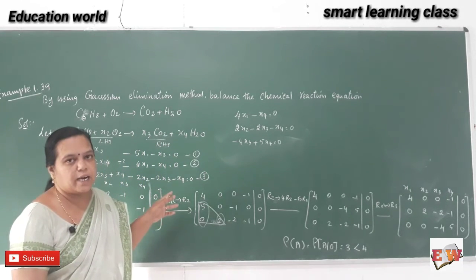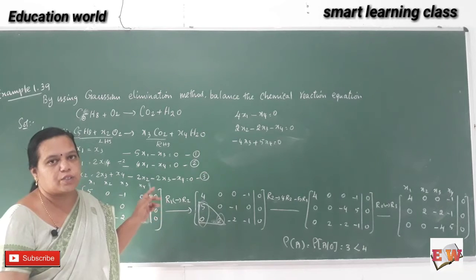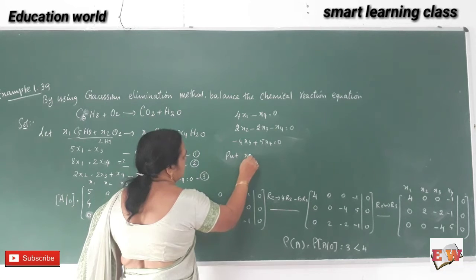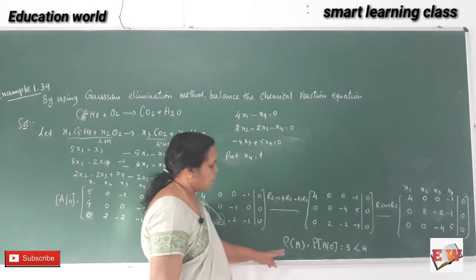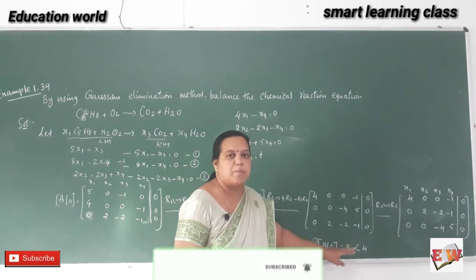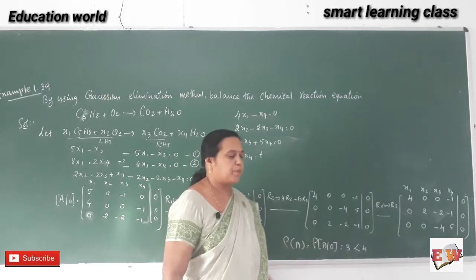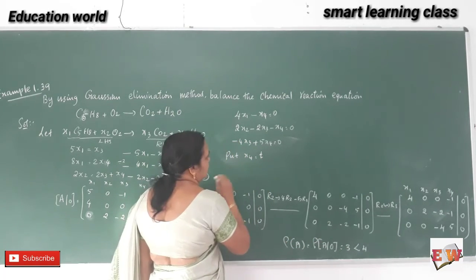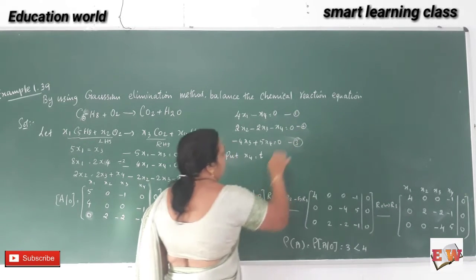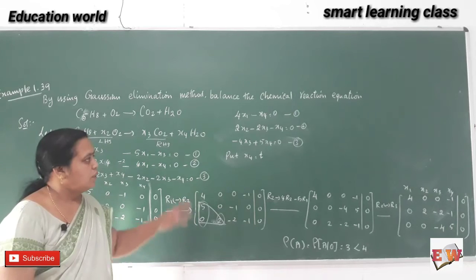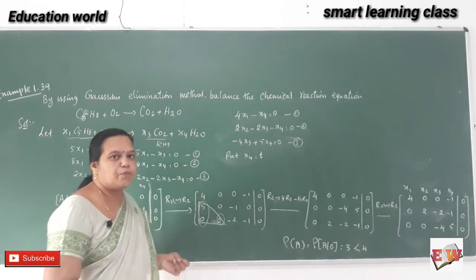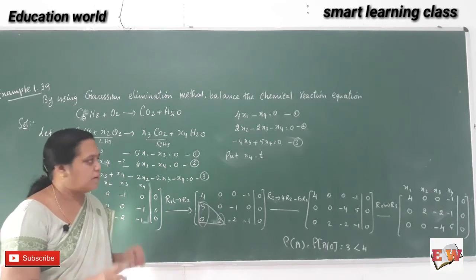It is consistent, it has a non-trivial solution, so we have to introduce one parameter. Now I am going to put x4 is equal to t. Why? Because rank of coefficient matrix is equal to rank of augmented matrix is equal to 3, but the unknowns are 4. You just name these equations and you substitute the value of x4 in these equations. By back substitution we get the value of x1, x2, x3.